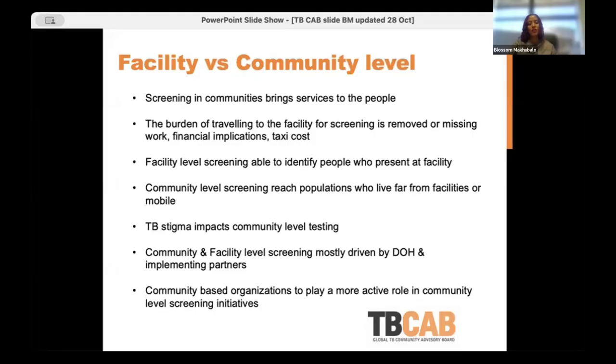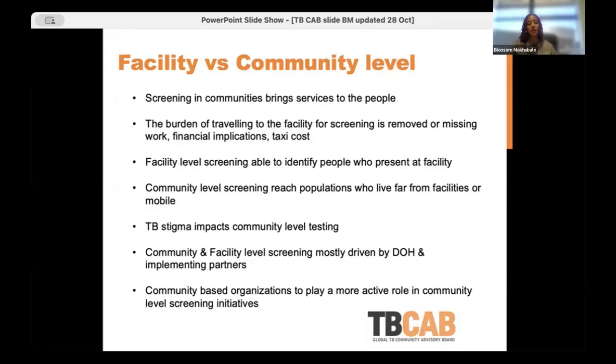And then, with community level screening, it takes away the burden of traveling to the facility, because we have a big unemployment and poverty problem in our country, and people cannot always present at the facility due to those restraints. They don't have taxi fare to travel to the clinic, and some of them are too far removed from the clinic.